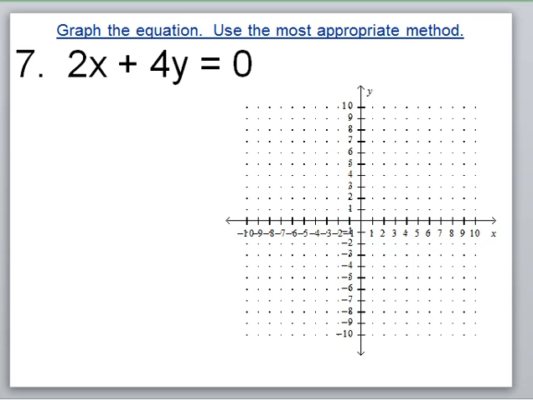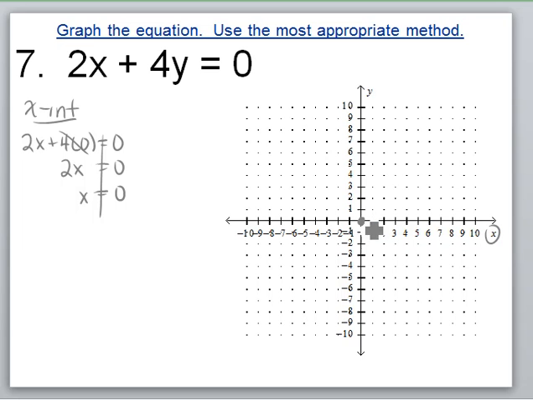This is the last example for graphing with the appropriate method. I would say, again, we're going to do x and y intercepts just like we did in the last problem because y could be solved for, but it's not necessarily the easiest thing to solve for. So we'll go ahead and put 0 in for our y. That allows me to find the x-intercept. So I end up getting 2x equals 0, and so x is equal to 0. Well, on my x-axis, that would be right here.